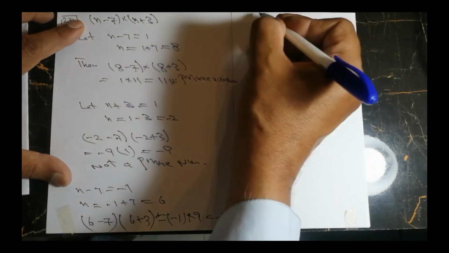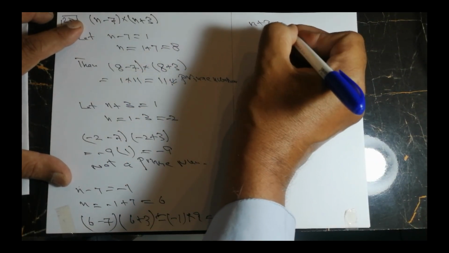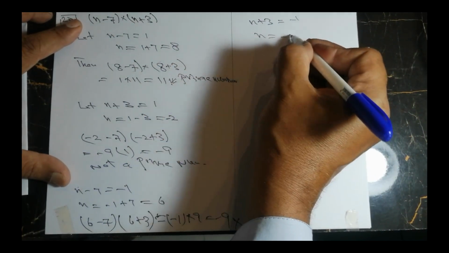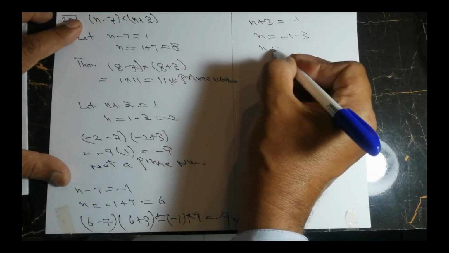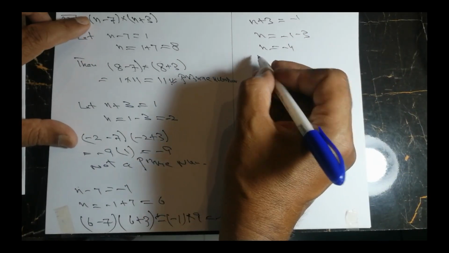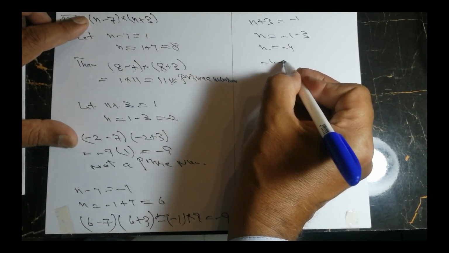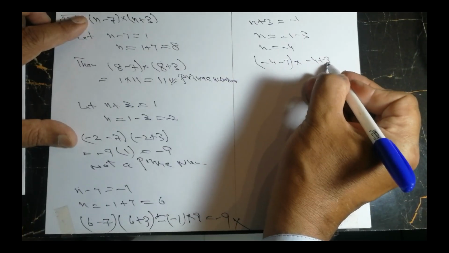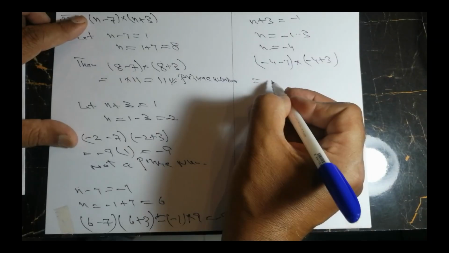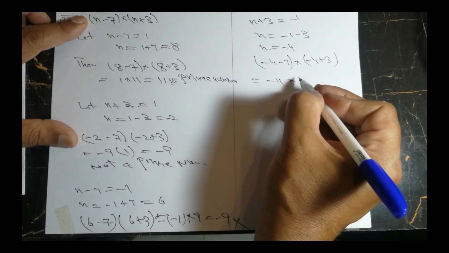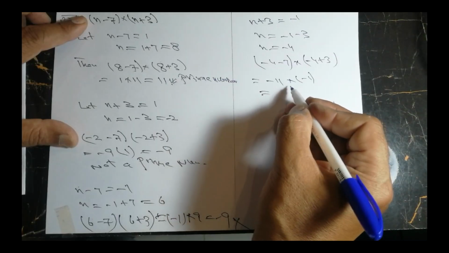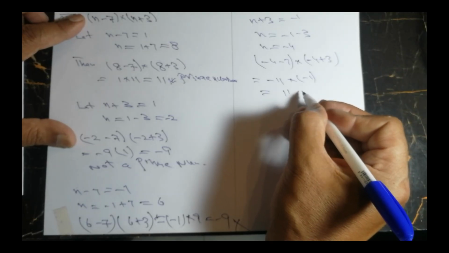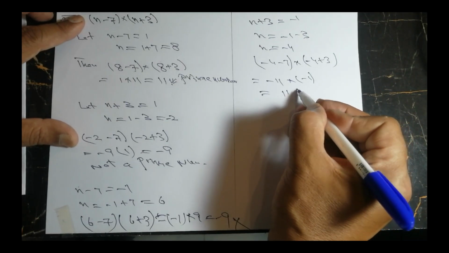And now put n plus 3 equal to minus 1. So n equals minus 1 minus 3, n equals minus 4. Now the product: minus 4 minus 7 into minus 4 plus 3, that is equal to minus 11 into minus 1, equal to 11. So this is also a prime number.